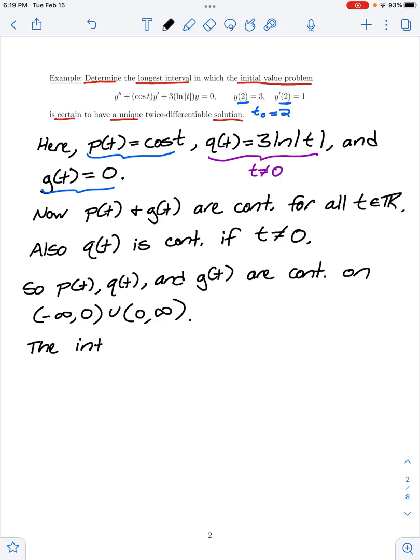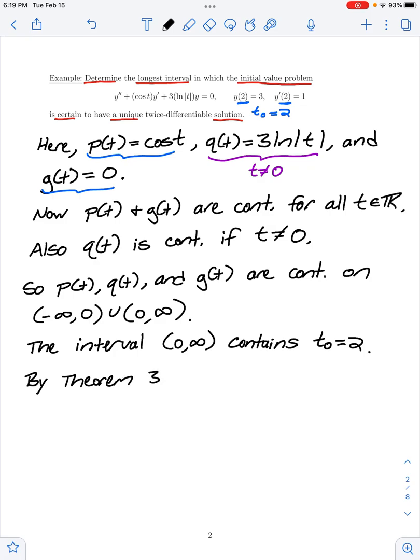I might say the interval from 0 to infinity contains our initial value of t, which was 2. So by this existence and uniqueness theorem, that is theorem 3.2.1, a unique solution exists on this interval from 0 to infinity.